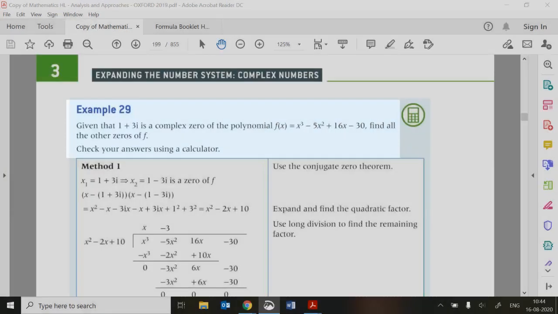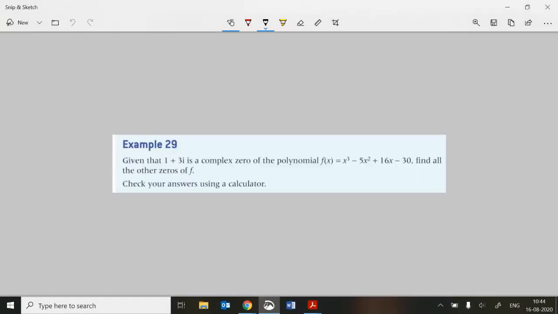Okay, so example 29 says, given that 1 plus 3i is a complex zero of the polynomial here, find all of the other zeros of f. Now there's a couple of ways in which you could do this. You might be thinking about going straight to the synthetic division. You might be thinking, okay, I'm just simply going to divide by this.